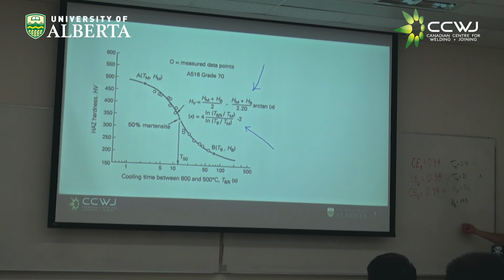Yeah, please use these numbers. How do we get T85? Oh, that's a good question. That comes from your welding parameters, right? Because it depends on your heat input.